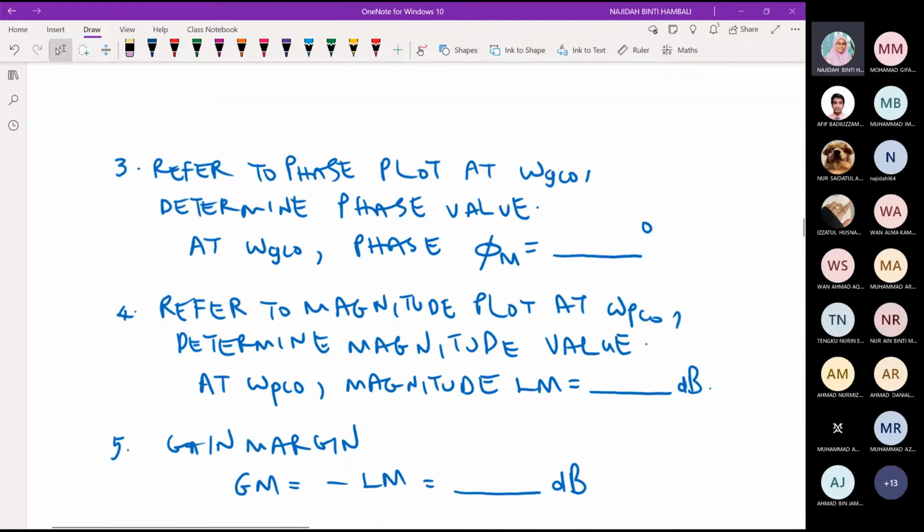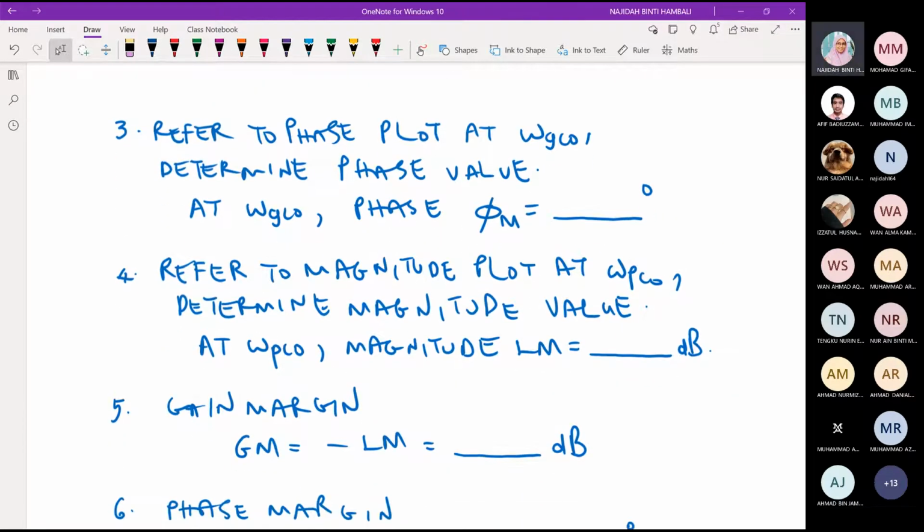Okay, third step. In step number 1, we already determined our gain crossover frequency. At the same frequency, go to the phase plot and determine the value in phase. We label it as phi m. Based on step number 1, at omega GCO, the gain crossover frequency, you go to the phase plot and determine the coordinate, the value from the phase plot in degree. How many degrees? Label it as phi m.